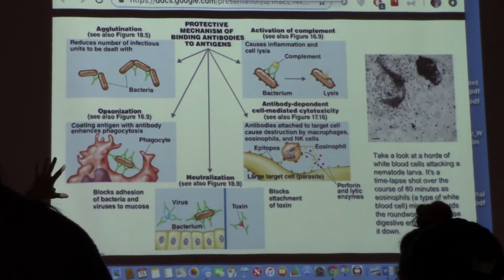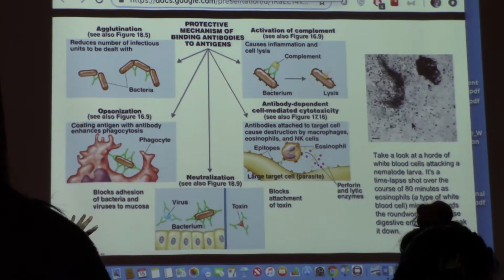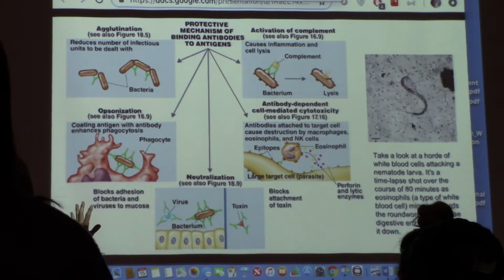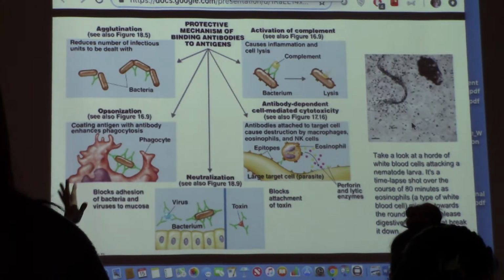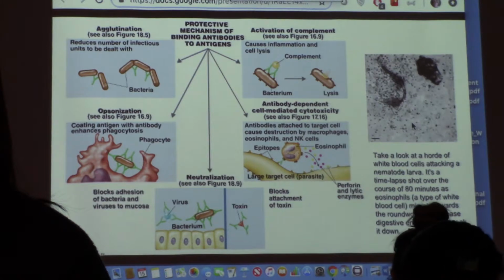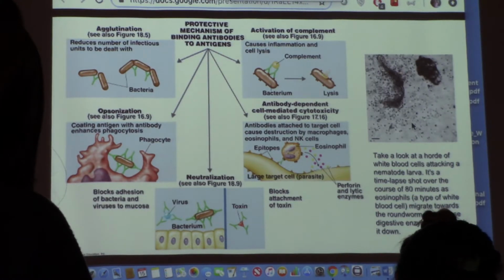You know, in a multiple choice exam, if I had, which of the following are mechanisms by which antibodies help your body combat an infection, these would all be different ways that would be the case.